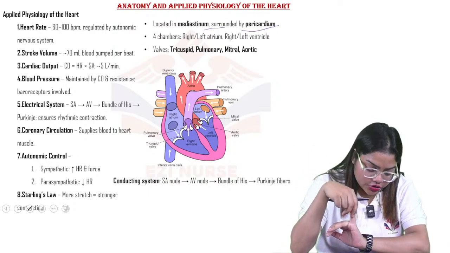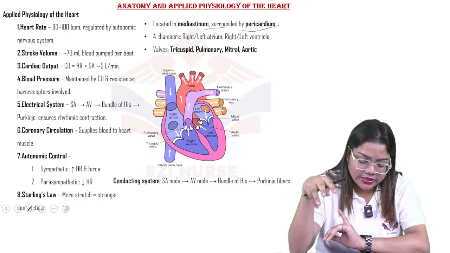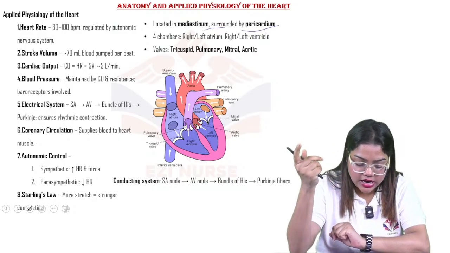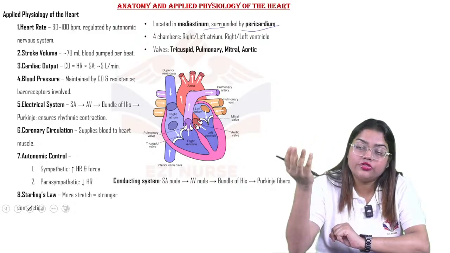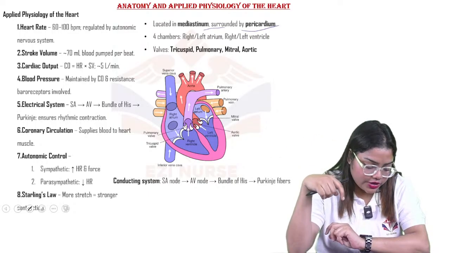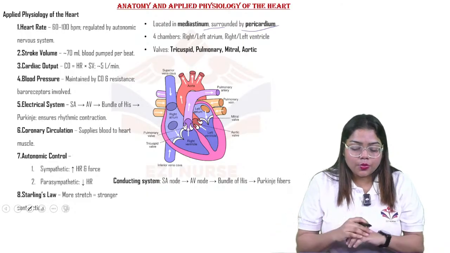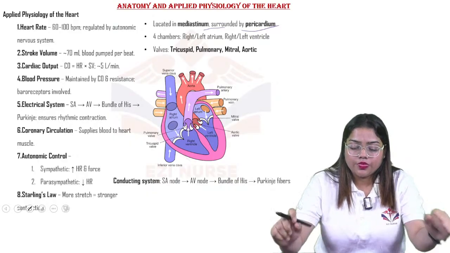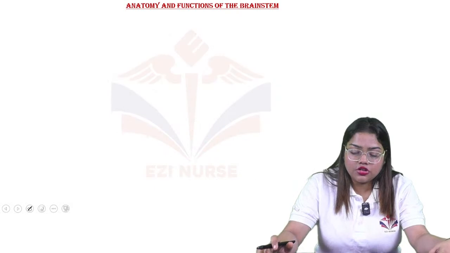Then autonomic control, which controls the sympathetic, which will increase the heart rate and the force of the blood flow, and parasympathetic, which will reduce the heart rate. The next one is Starling's law, which is the more the heart stretches, the stronger it gets. So this is the anatomy and physiology of heart.